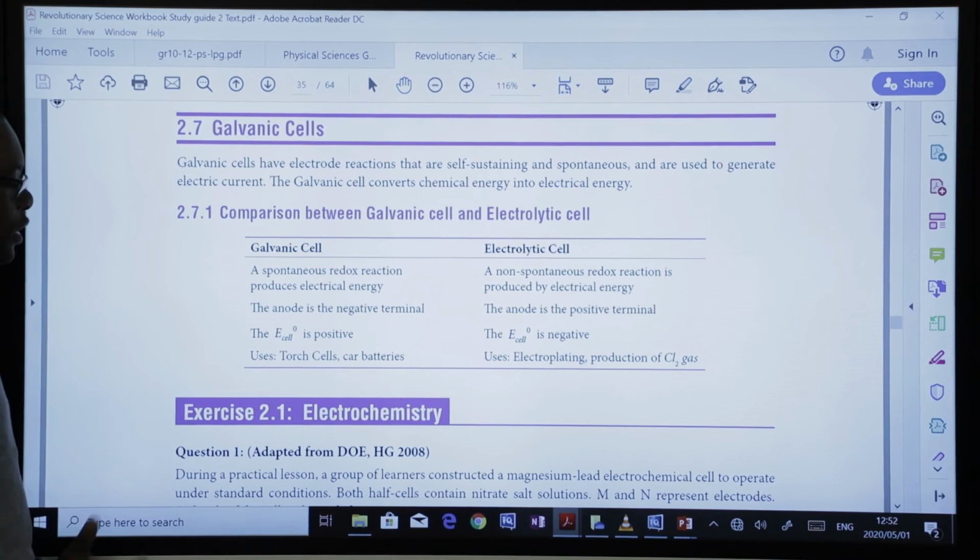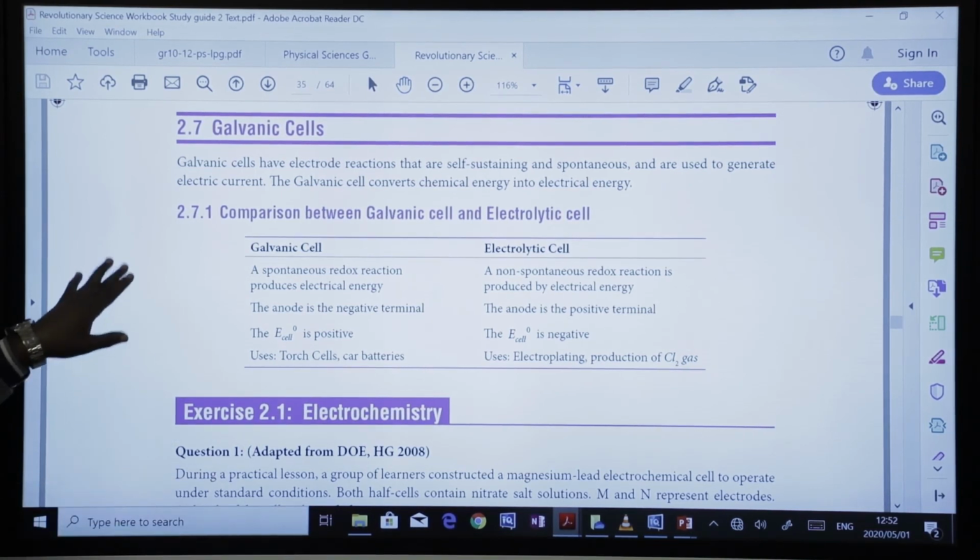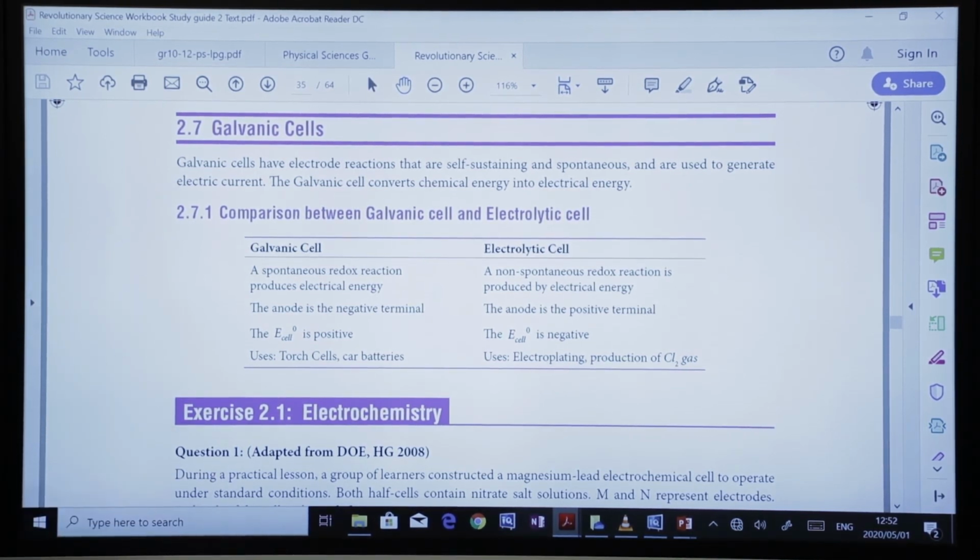In an exam, they will ask you such kind of questions, and we are saying that galvanic cells have electrode reactions that are self-sustaining because they produce their own energy, and we say that the reactions are spontaneous and are used to generate electric current, and they convert chemical energy into electrical energy.